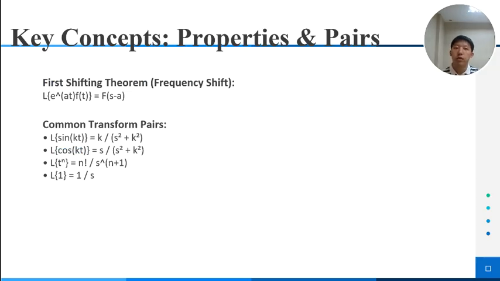To solve the 3 problems, we will rely heavily on the first shifting theorem, also known as the frequency shift property, which allows us to handle exponential functions multiplied by other functions. We also use several common Laplace transform pairs for trigonometric and polynomial functions.